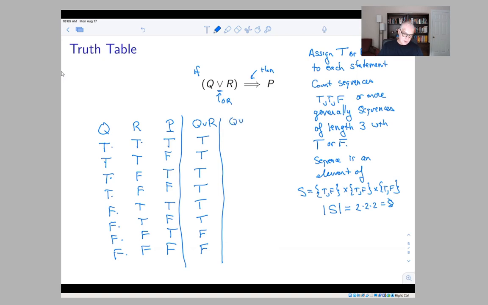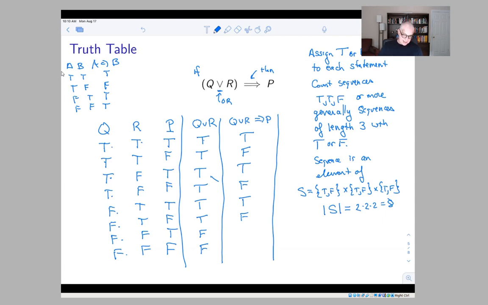And now we can work out what happens with Q or R implies P, because the rule there is that if Q or R is true, let's remember what the implication is just for reference. If A implies B, here's A and here's B: true, true, true; true, false, false; false, true, true; false, false, true. So an implication is false only when the Q or R is true and P is false. So if we compare these things, here we have true. This is the case where Q or R is true, but P is false. So here this implication is false. Here it's true. Here it's false. Here it's true. Here it's false. And since Q or R is false here, it's true in both of these cases.